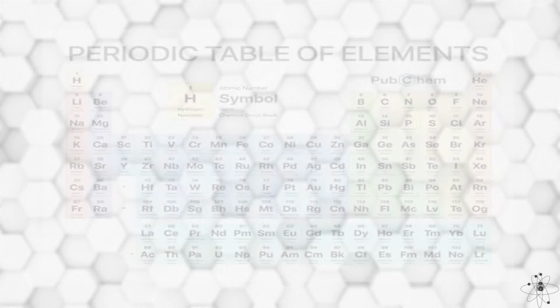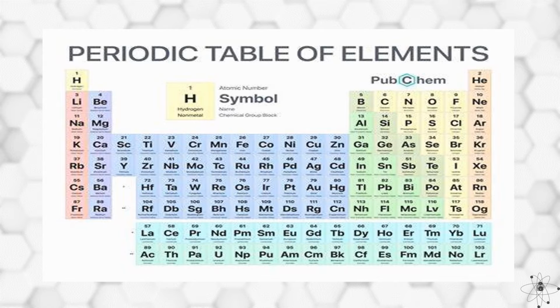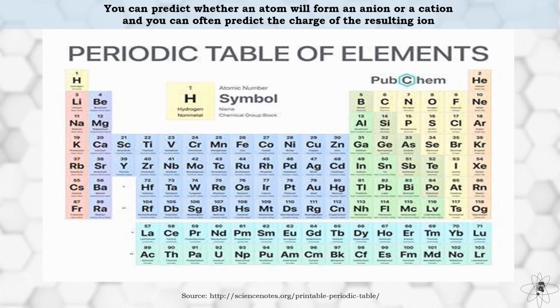You can actually use the periodic table to predict whether an atom will form an anion or a cation, and you can often predict the charge of the resulting ion. Many main group metals on the left side of the periodic table lose enough electrons to leave them with the same number of electrons as an atom of the preceding noble gas. To illustrate, an atom of an alkali metal, group 1A, loses 1 electron and forms a cation with a positive 1 charge. An alkaline earth metal, group 2A, loses 2 electrons and forms a cation with a positive 2 charge, and so on.